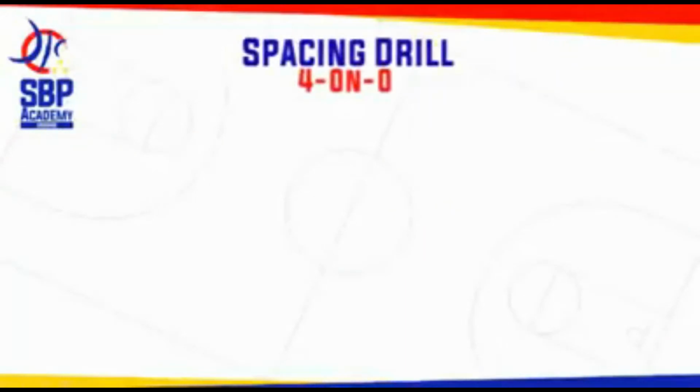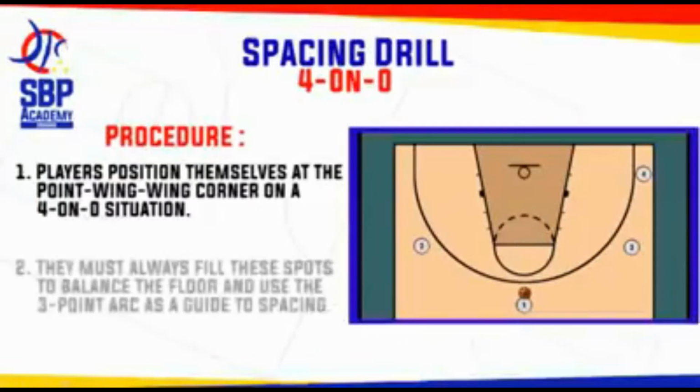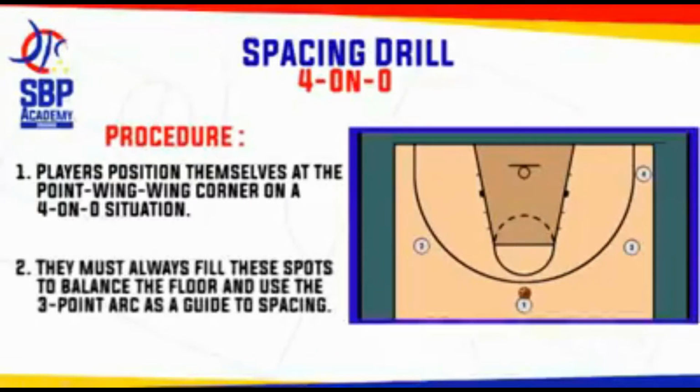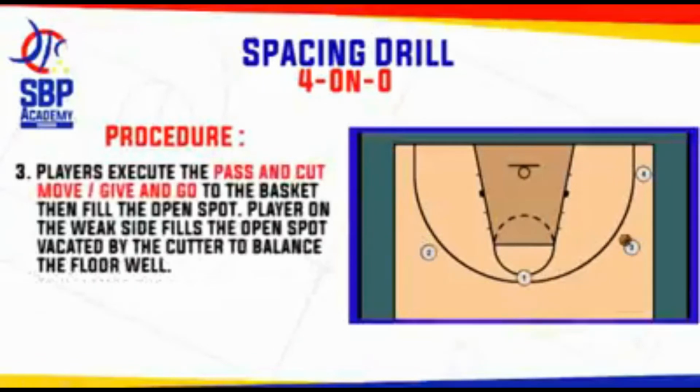Spacing drill 4-on-0. Players position themselves at the point, wing, and corner on a 4-on-0 situation. They must always fill the spots to balance the floor and use the 3-point arc as a guide to spacing. Players must execute the pass and cut move, or give and go, to the basket and fill the open spot. The player on the weak side fills the open spot vacated by the cutter to balance the floor well.